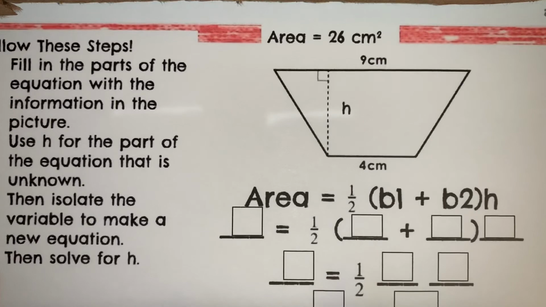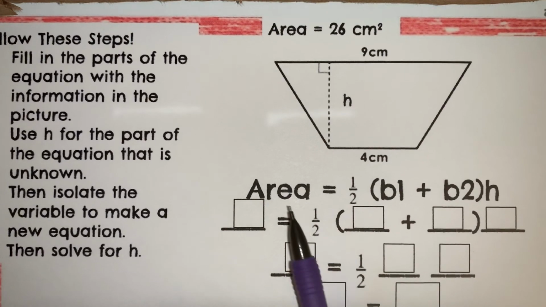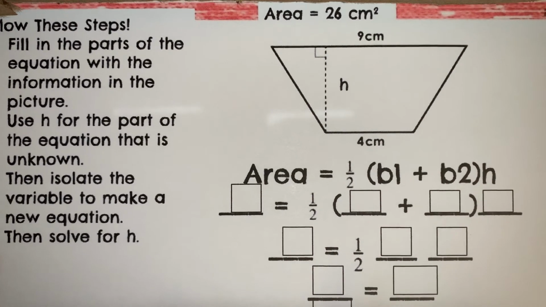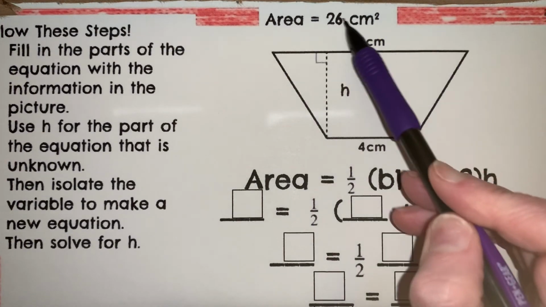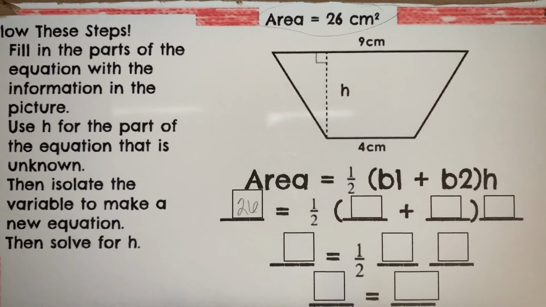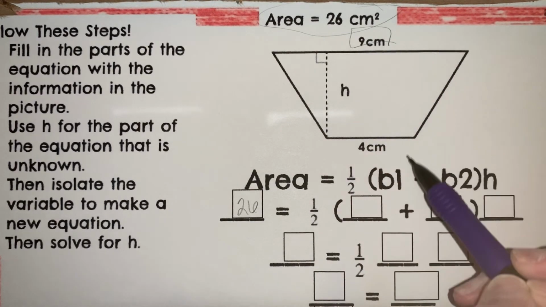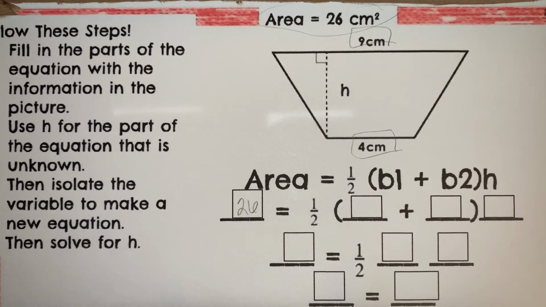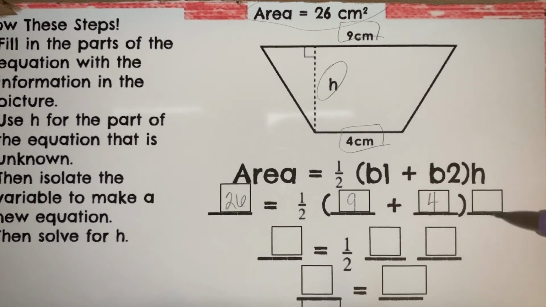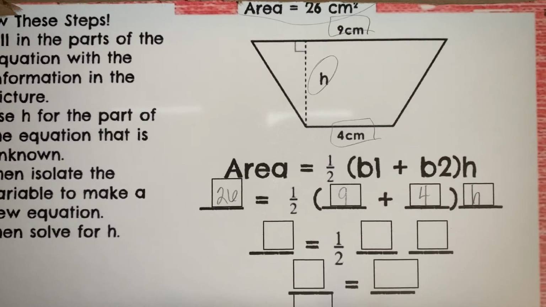Okay, here's another example. This time we have a trapezoid. The area of a trapezoid is half times B1 plus B2 times the height. It tells us the area is 26 centimeters squared. So I'm going to put 26 here. It gives us the two bases, 9 and 4. So I'm going to fill those in where the bases go. And we don't know the height. That's what we're looking for. So I'm going to put an H for height.